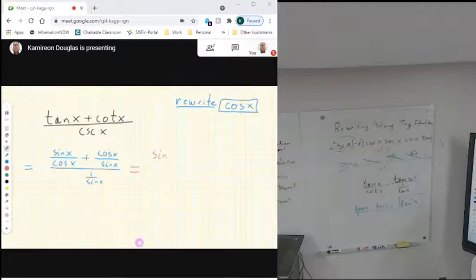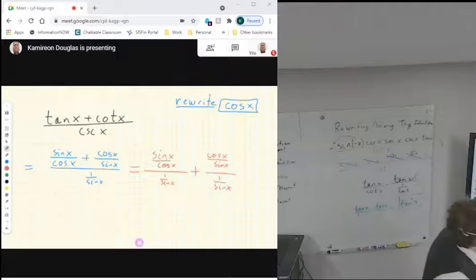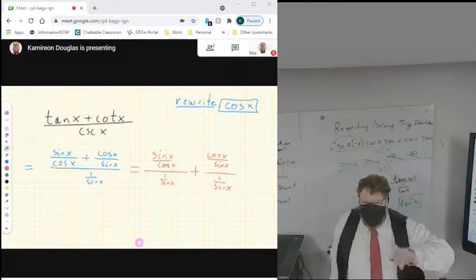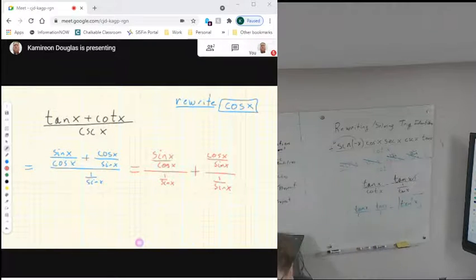So I have sine over cosine, all over 1 over sine, plus cosine over sine, all over 1 over sine. This is an algebraic rule we talked about last week where I split the fraction. I can do this if it's happening to the numerator at the top. So these are now two separate fractions. That's actually really good because one of the pieces got better.